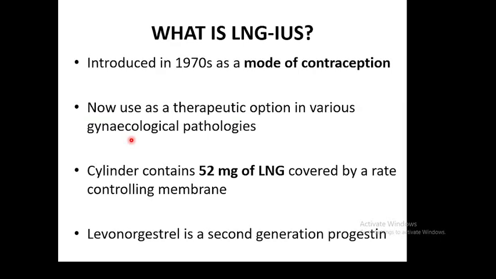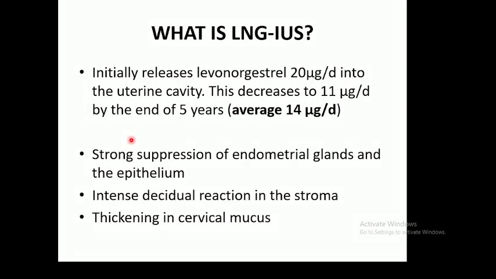The particular cylinder of the device contains 52 milligrams of levonorgestrel, and this beautiful job is done by the rate control membrane, which releases on average 20 micrograms of levonorgestrel inside the uterus on a daily basis. At the beginning it is 20, towards the latter part, close to 5 years, it drops to 11 micrograms per day. This device is designed for 5 years as a mode of contraception.